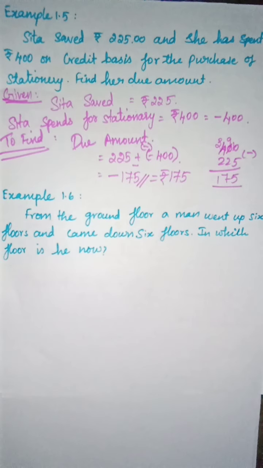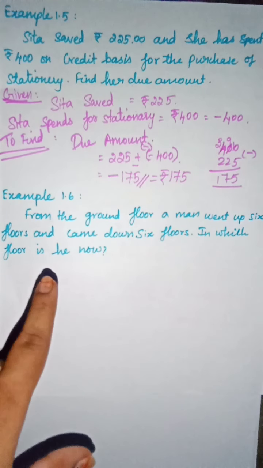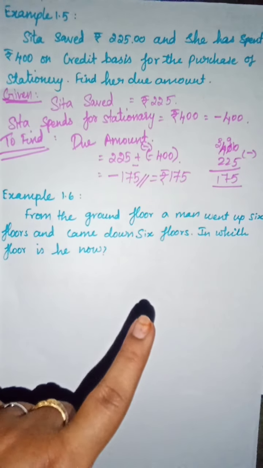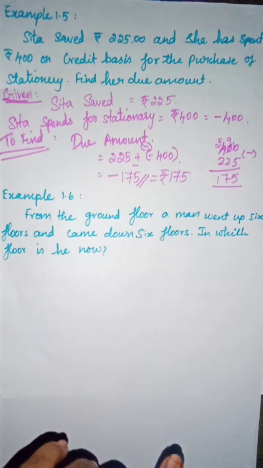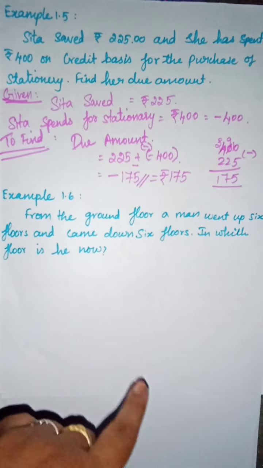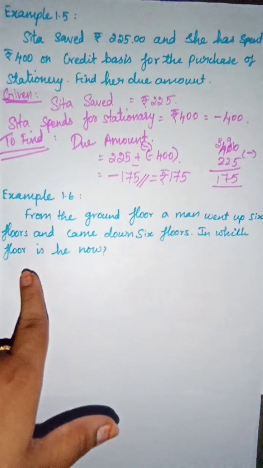You have to listen carefully. I will read it once again. You can say the answer by your own, without doing the sum. So for that only I am saying, please listen. From the ground floor, a man went up 6 floors and came down 6 floors. In which floor is he now?